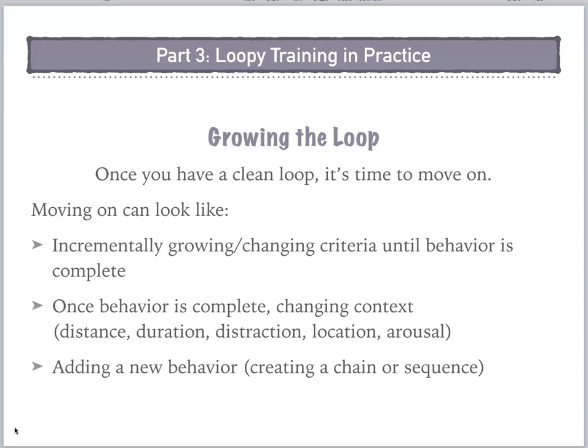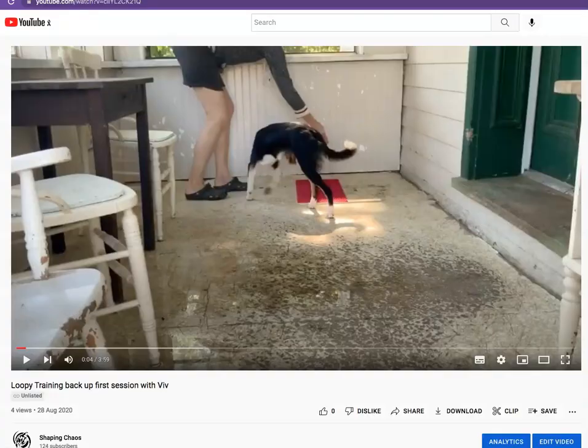And all of that are ways that I can add to the complexity of the loop, but I have it nice and clean, and I maintain that clean loop the whole way along by gradually increasing criteria and noticing that if the loop starts to break down at any point, then I have information that tells me that I need to step back a little bit and fix things before moving forward. Let's now take a look at how we can use Loopy training to teach backup.